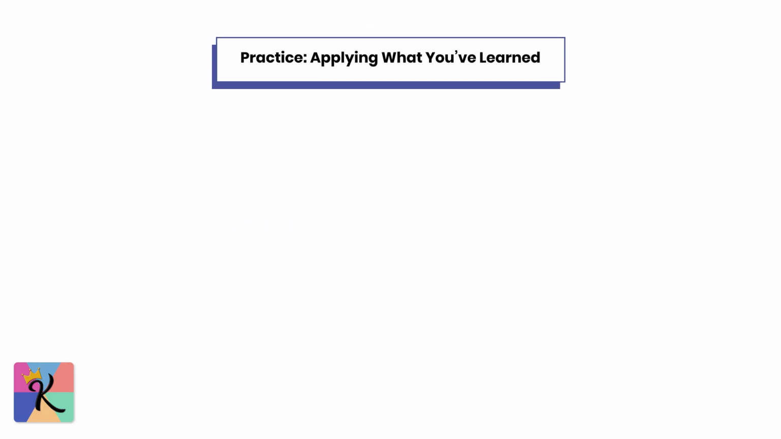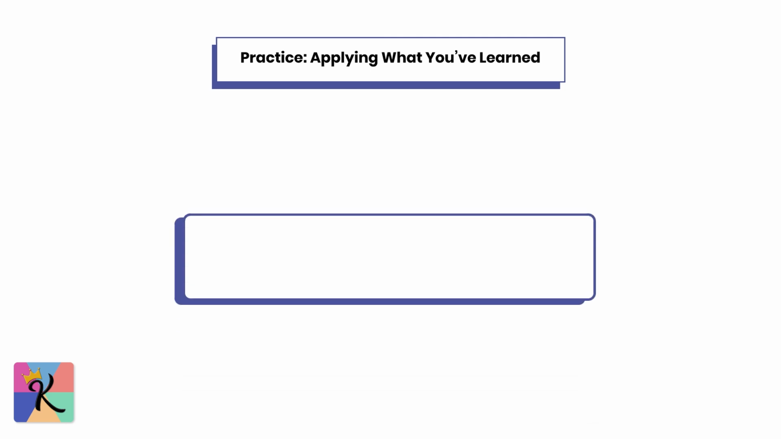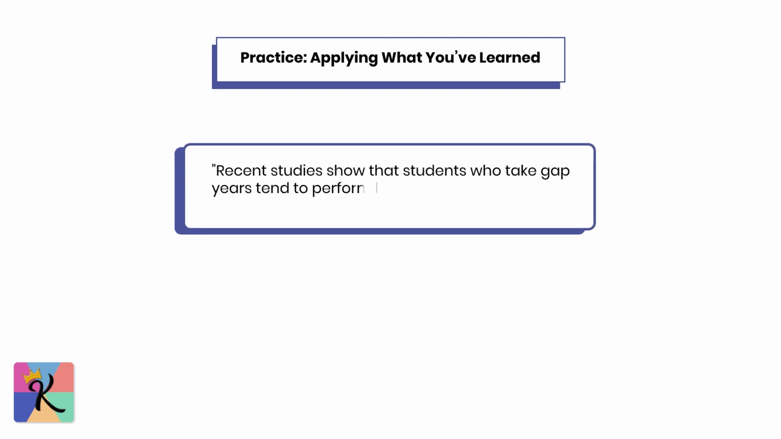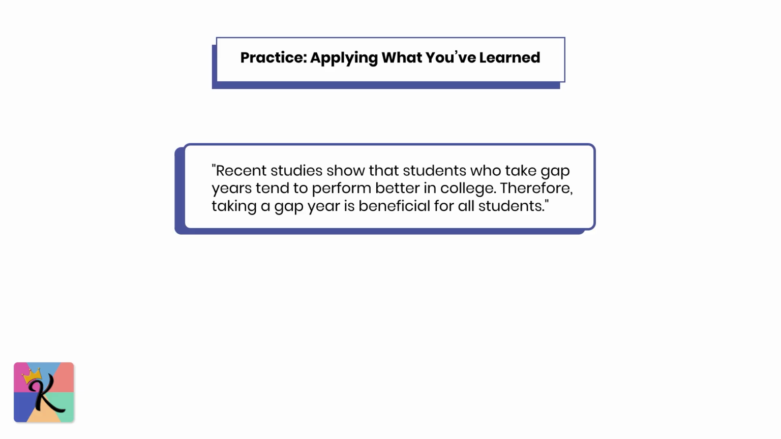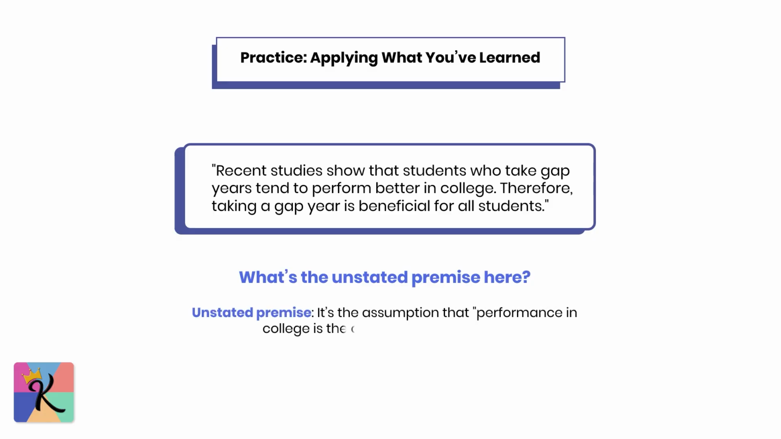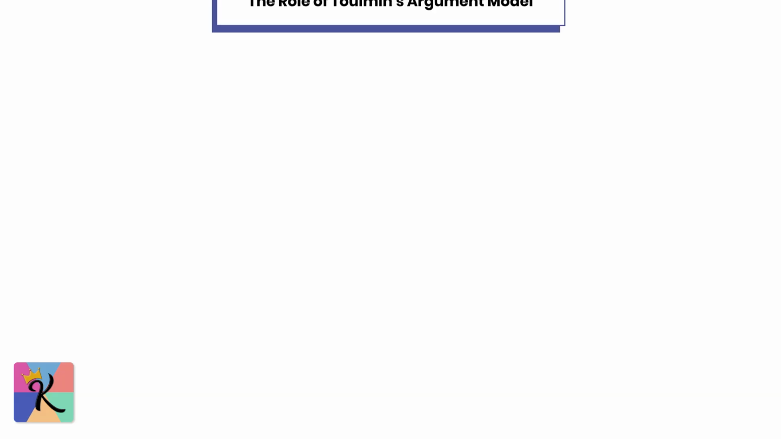Practice. Applying what you've learned. Let's work through a quick example together. Imagine a CARS passage says, recent studies show that students who take gap years tend to perform better in college. Therefore, taking a gap year is beneficial for all students. What's the unstated premise here? It's the assumption that performance in college is the only measure of benefit. Identifying this missing piece helps you critically evaluate the argument and anticipate possible CARS questions related to it.